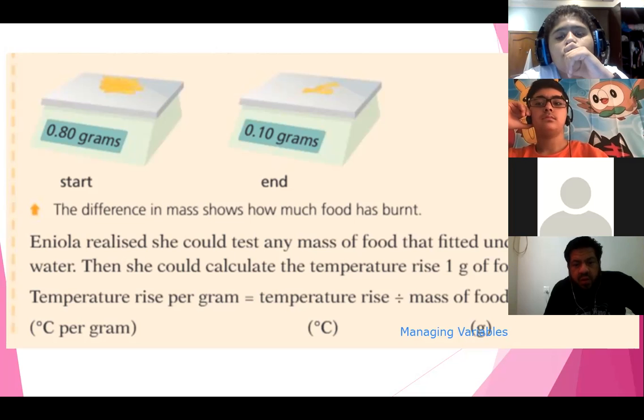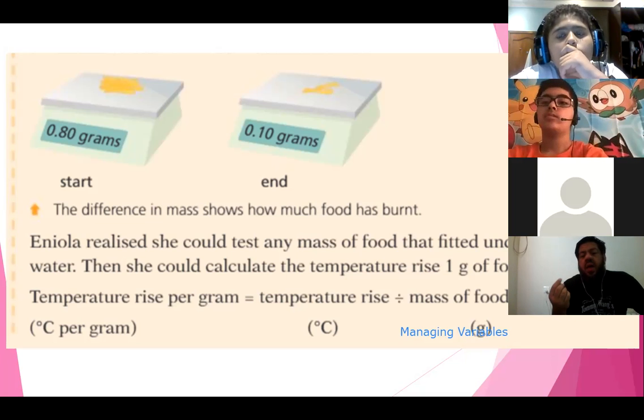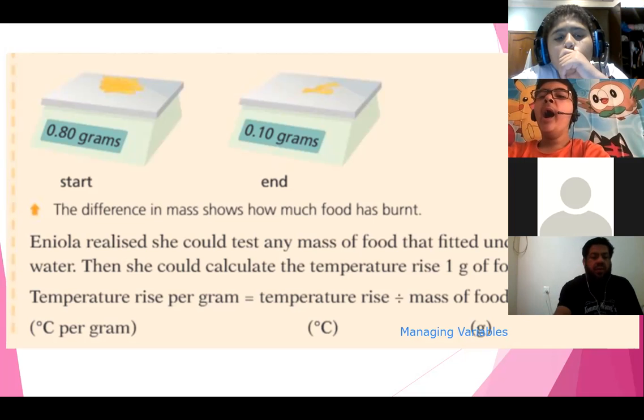This is the formula that you have to use, that the temperature rise per gram is equal to the temperature rise. Let's say it rose up to 50 degrees, and how much of the food was used. Was it 30 grams or 40 grams or 100 grams? So you divide these two, you're going to find it for 1 gram. It's a simple mathematical calculation, right?